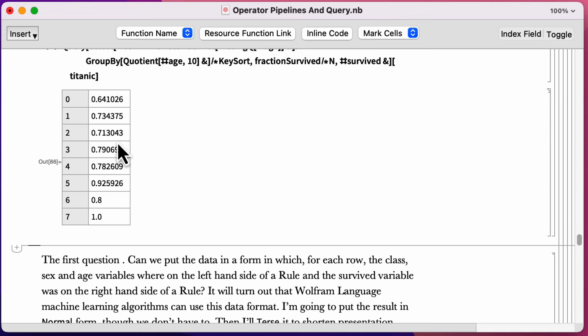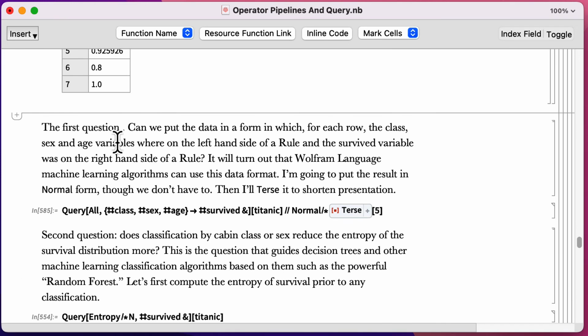In any event, that's what we get using our query. All right, what about this? Let's try this. What I want to do is get the data in the form in which, if we were doing statistics, we'd call them the independent variables. If we're doing machine learning, we might call them features. If we were doing causal analysis, we might call them covariates. Whatever, we want the stuff we're using to predict on the left-hand side of a rule, so class, sex, and age, and we want whether they survived or not to be on the right-hand side of the rule.